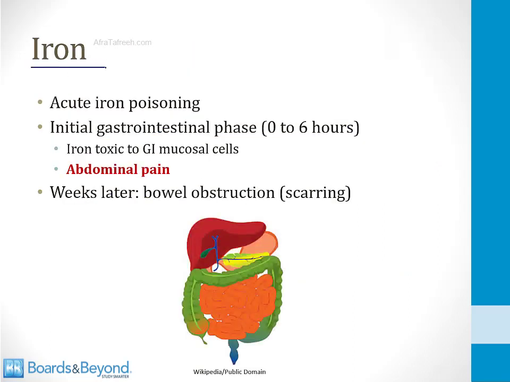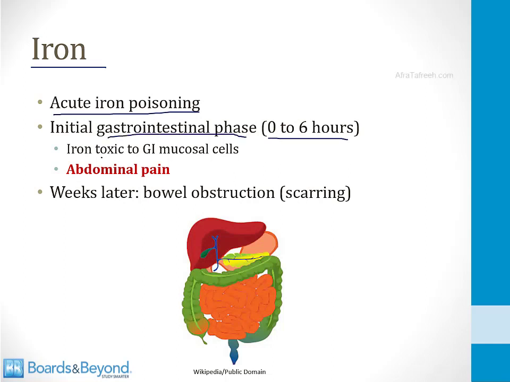Ingestion of iron can lead to a high anion gap metabolic acidosis. This is seen in patients who have acute iron poisoning. So the clinical features of iron poisoning are divided into phases, and the initial phase after iron poisoning, the first 6 hours or so, is called the gastrointestinal phase.